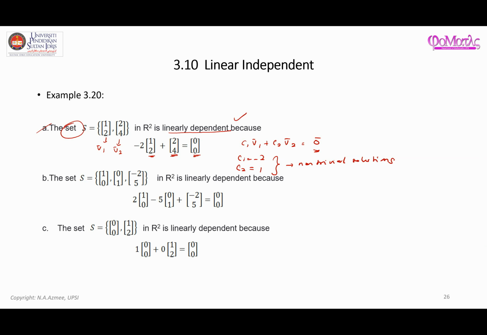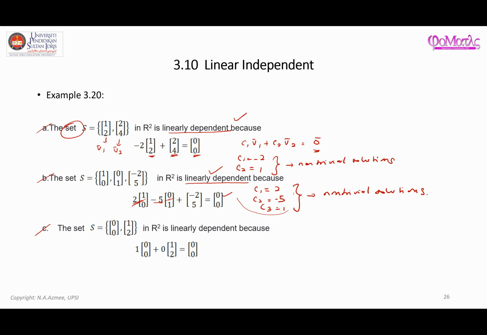In a similar way, you can see that this is also linearly dependent because 2 times 1 is 2, -5 times 0 is 0, so 2 minus 2, we get 0. So we have a set of scalars, for example C1 equals 2, C2 is -5, and C3 is equal to 1. Again, this is a non-trivial solution. Therefore, the set of vectors here is linearly dependent. So you decide based on the values of your scalars.